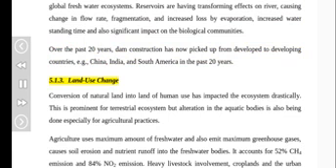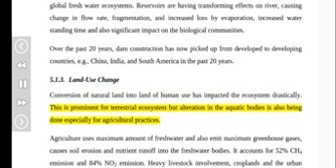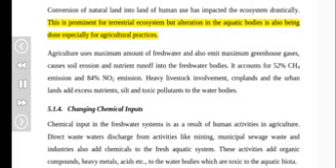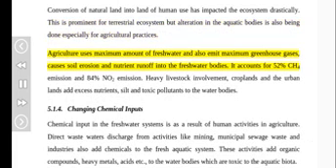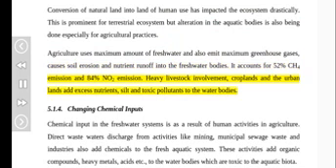5.1.3. Land use change. Conversion of natural land into land of human use has impacted the ecosystem drastically. This is prominent for terrestrial ecosystems, but alteration in the aquatic bodies is also being done, especially for agricultural practices. Agriculture uses the maximum amount of freshwater and also emits the maximum greenhouse gases, causes soil erosion and nutrient runoff into the freshwater bodies. It accounts for 52% CH4 emission and 84% N2O emission. Heavy livestock involvement, croplands and the urban lands add excess nutrients, silt and toxic pollutants to the water bodies.